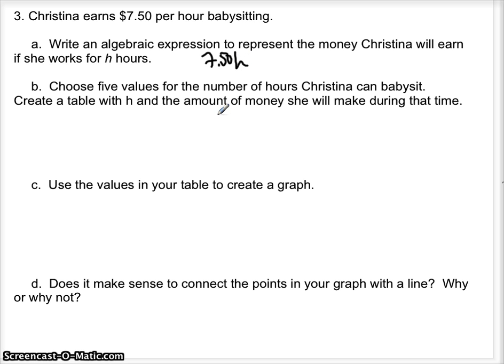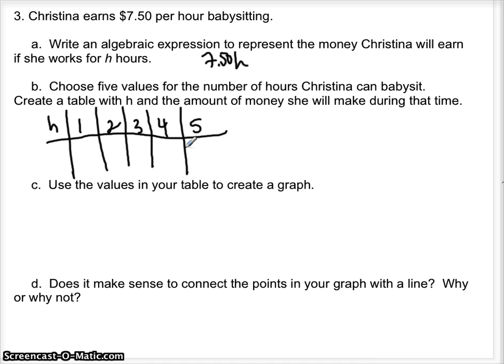Part B, choose 5 values for the number of hours Christina can babysit. Create a table with H and the amount of money she will make during that time. Well, let's just do, if our hours, we can just do 1, 2, 3, 4, and 5. So this is her amount of money. We'll call it M.